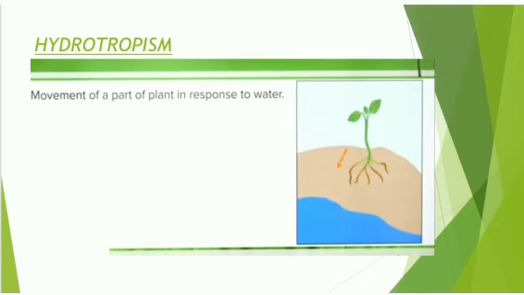And hydrotropism, movement of a part of a plant in response to water. So obviously roots absorb the water. So root shows positive hydrotropism, isn't it? So in this case the part of the plant moves towards water, that is positive hydrotropism. The part of a plant which moves away from the water, that is negative hydrotropism.